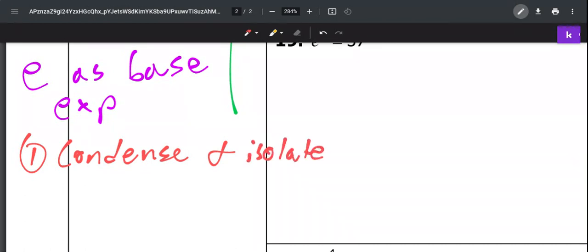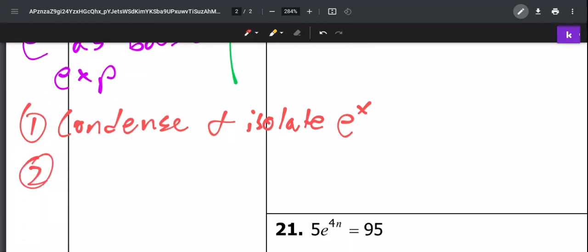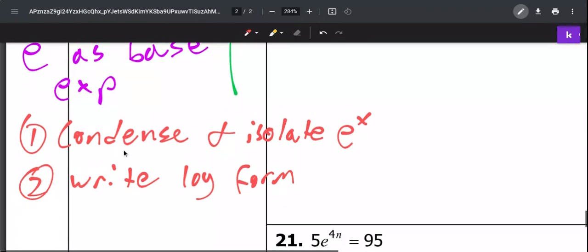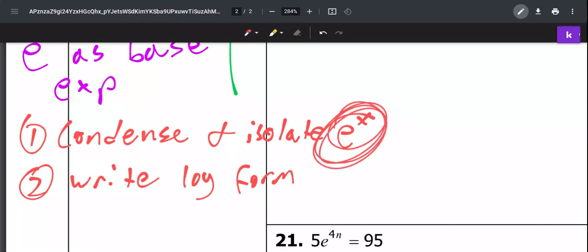So isolate e to the x. Then you're going to rewrite in logarithmic form. All right? Then you will solve. So it's just like a type 2 with the condensing and the isolating, except you're not condensing and isolating a logarithm. You're condensing and isolating e to the x, or e to whatever power it is. All right? Then you're going to rewrite that in logarithmic form.